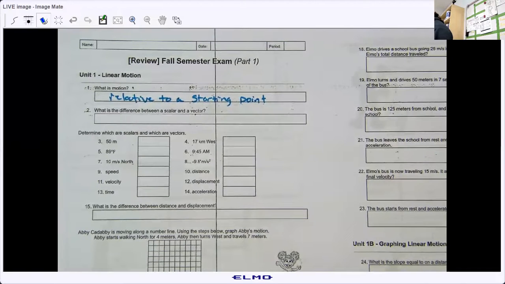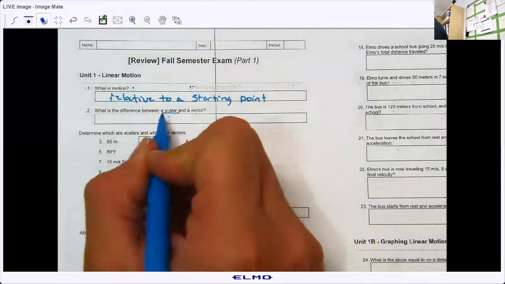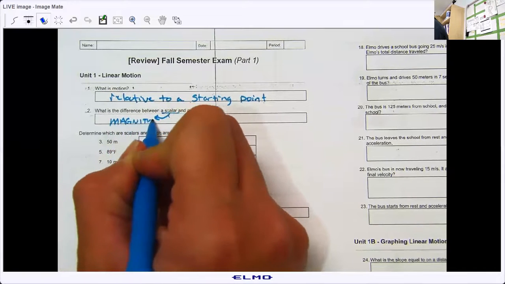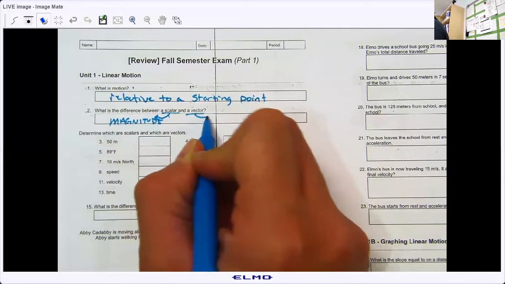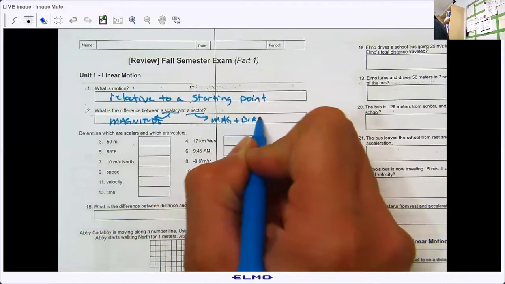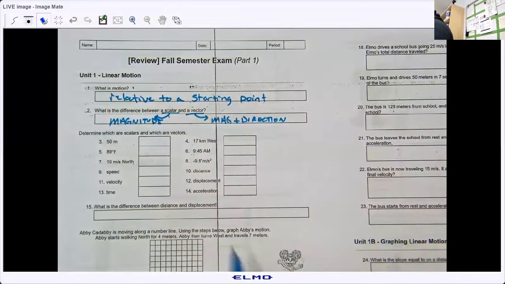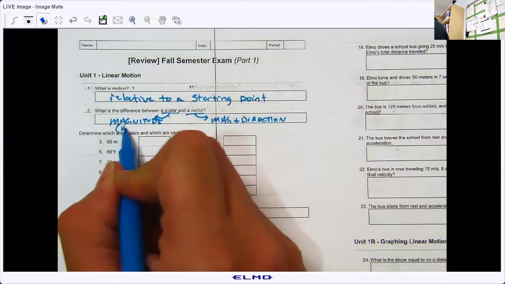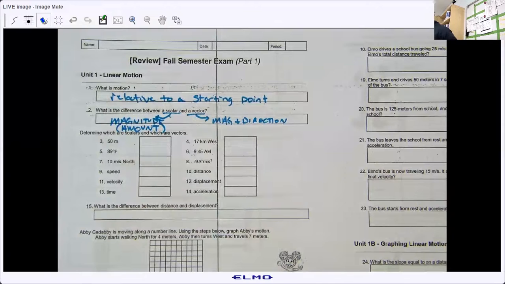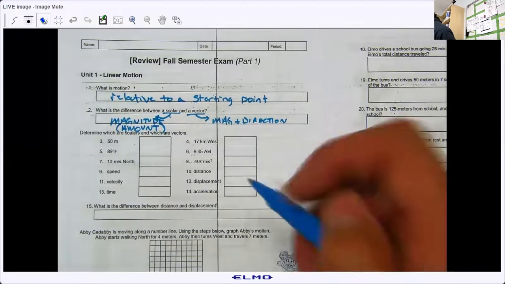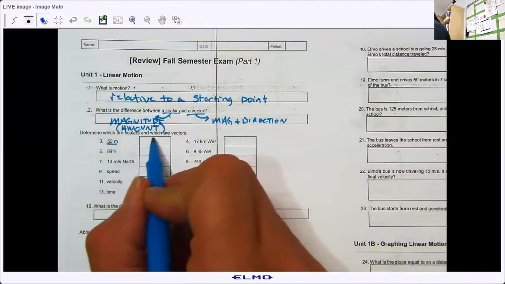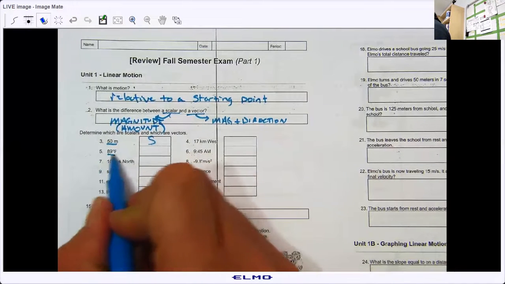Number two says, what's the difference between scalar and vector? Scalar is magnitude only, and a vector is magnitude and direction. And when we look at magnitude, magnitude is just the amount. It's the number, it's the how much. So if we take a look at these down here, this is just a number with no direction. That's just magnitude. Scalar. Just magnitude, no direction.